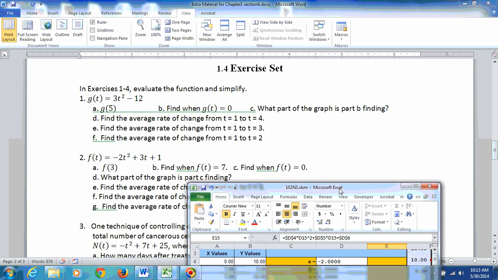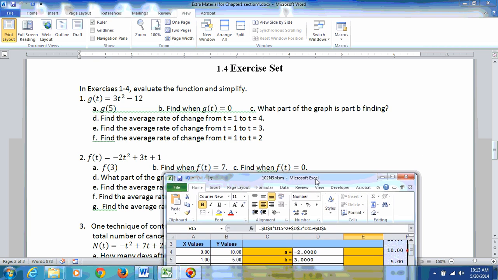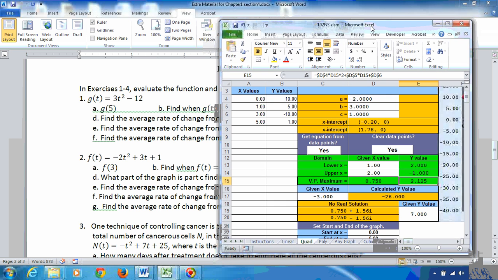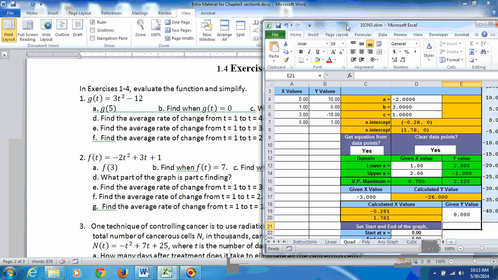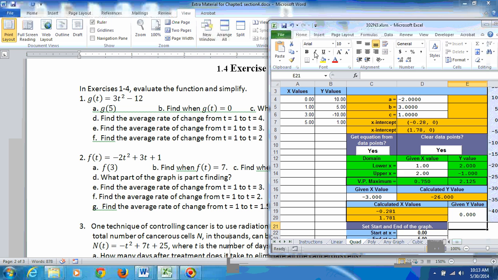And part C says find when f of t is equal to 0. That would be the x-intercepts, and they're right there, or you could put 0 in for y right here and get the x-intercepts. And then now this average rate of change stuff. Okay, D, what is part C finding? That's finding the x-intercepts. Part E, find the average rate of change from 1 to 3 seconds. So we'll do that right here, 1 to 3. And it's automatically calculated here since I put the formula in.